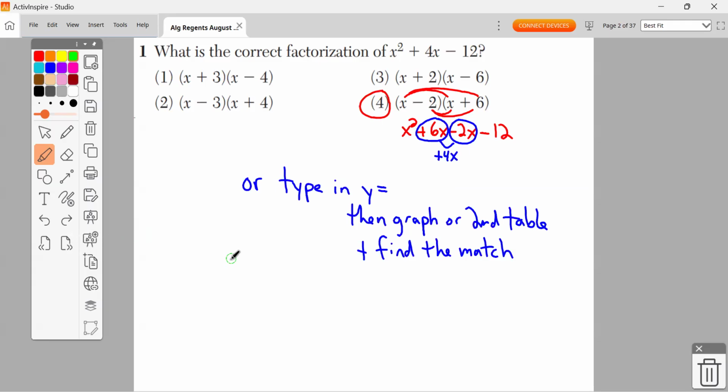There's two different ways that you could do this. You could actually do FOIL to all of the choices, or actually a third way, you could do reverse FOIL. What times what is negative 12 that adds up to negative 4?